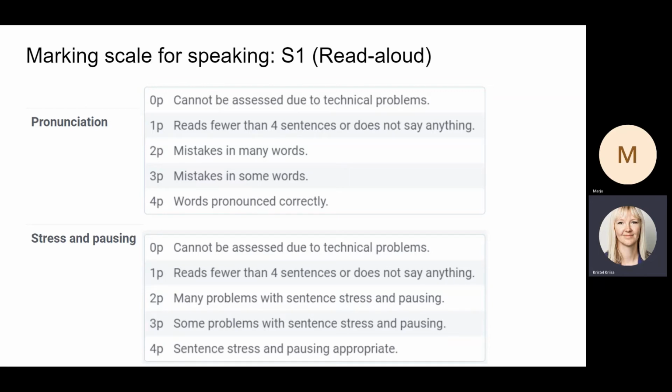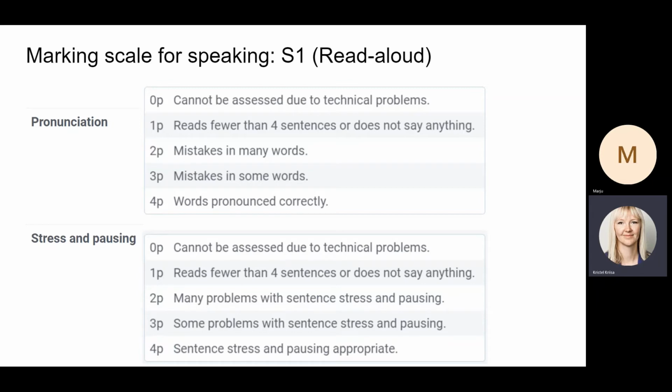Then sometimes students make mistakes when pronouncing words. So if there are mistakes in many words, you give 2 points. If there are mistakes in some words, you give 3 points. If the words are pronounced correctly, you give 4 points. Now stress and pausing, so it should sound like English. So if they read fewer than 4 sentences, or again there is an audio file, but there's silence there, or you can hear some words in Estonian, you give 1 point.